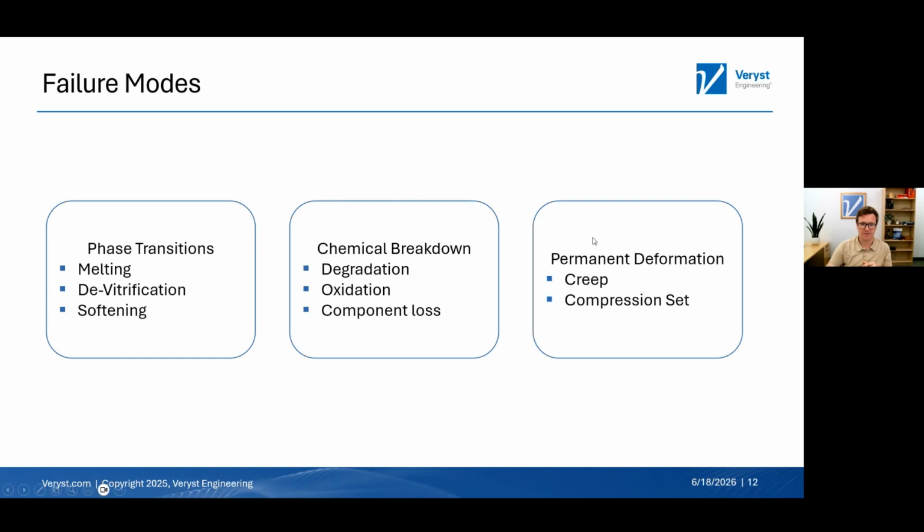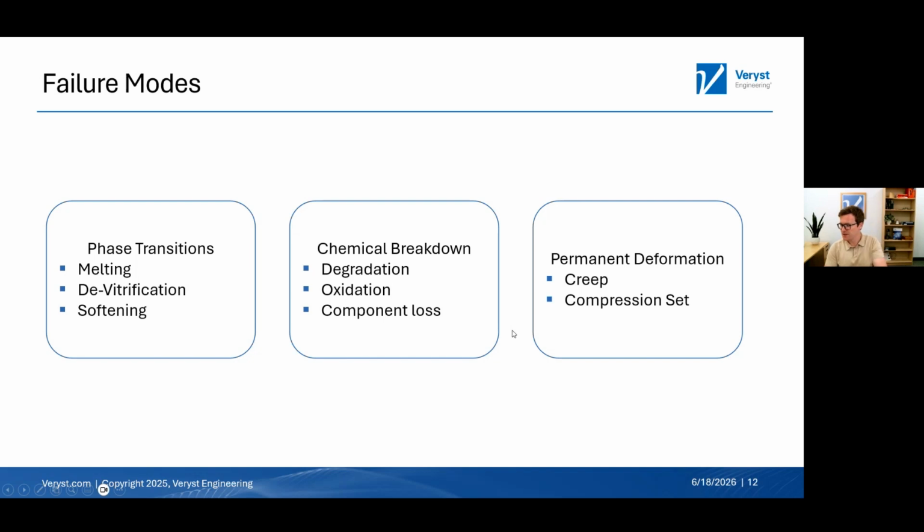Then we're going to talk just very briefly about chemical breakdown. At elevated temperatures, you can get molecular degradation, oxidation, and low molecular weight components of your material can volatilize and off-gas. And lastly, we're going to talk a little bit more about permanent deformation, which tends to be a little bit more relevant for polymer materials, especially at elevated temperatures. So that's creep and compression set.